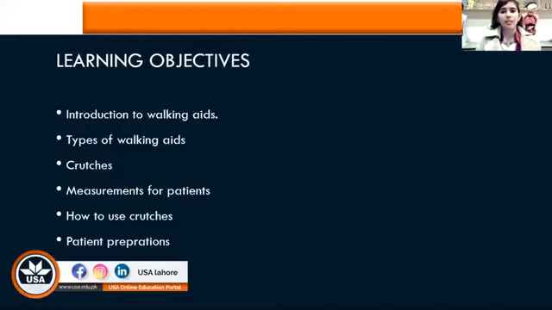Then we will see what are the types of walking aids that are available to provide to the patients. And then we will see what crutches are, which is one of the types of walking aids. And then we will see how, using the crutches, we can make measurements of the patients about the length of the crutches, and how we can instruct the patient for the correct use of the crutches without any damage to their safety. And then we will see what are the preparatory measures that we have to take before making the patient independent upon using their walking aids.